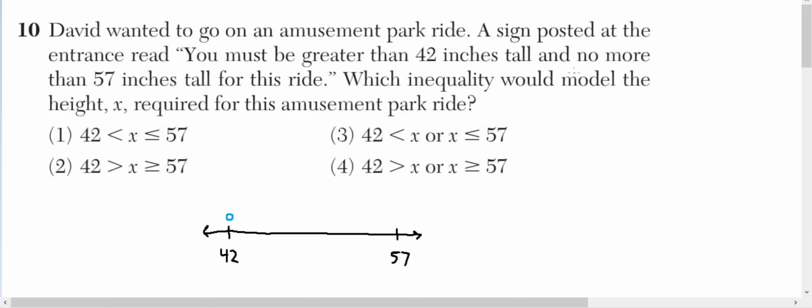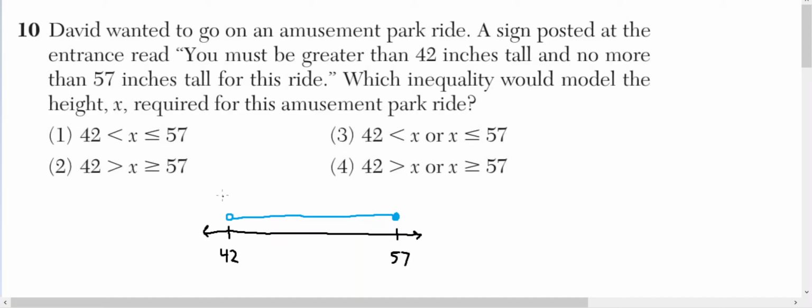And you can't be more than 57 to ride the ride. So that means you're allowed to be 57 inches tall, but not more than. And everything in between is allowed. So just connecting these, we have our interval. And again, there's an open endpoint on 42 and a closed endpoint on 57. So now we just need to create the inequality and the associated intervals here.